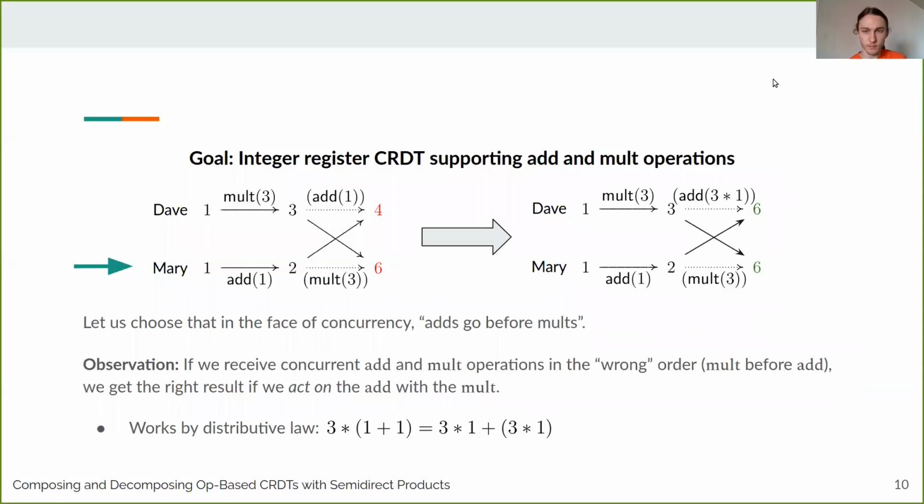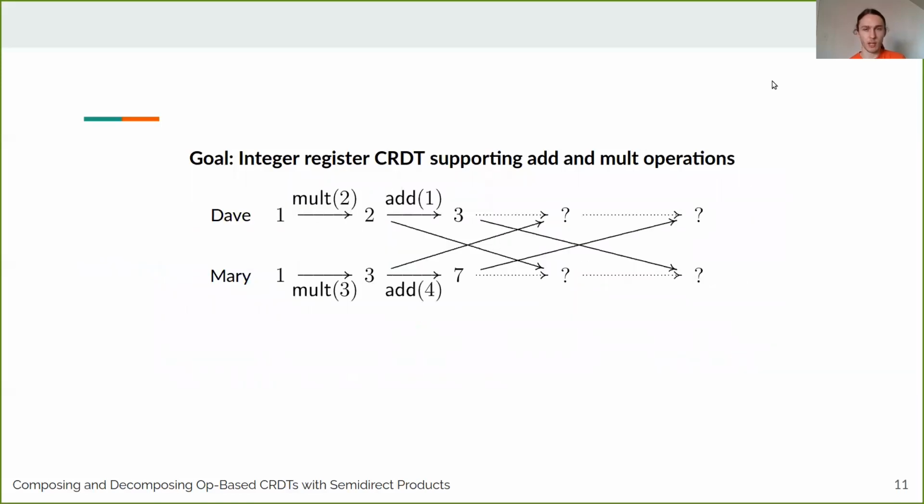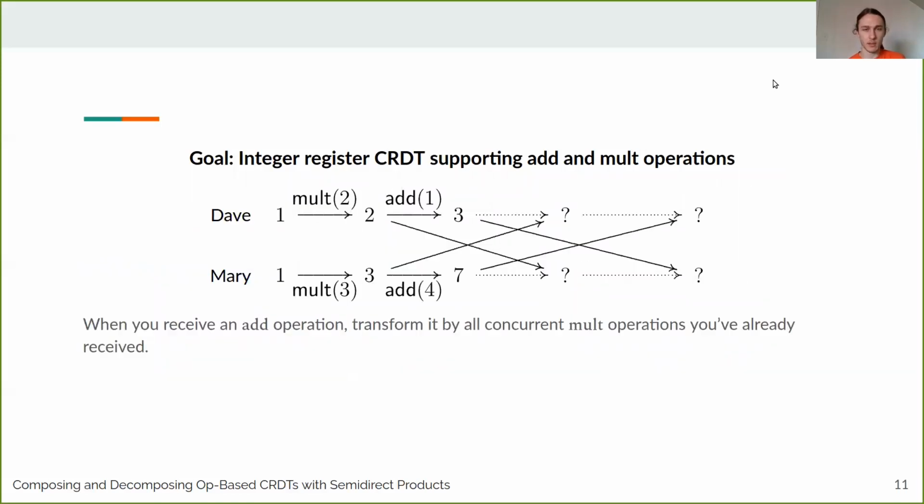Okay? So more generally, if we have a more complicated situation like this one, we make the rule that when you receive an add operation, before applying it, you first act on it by all concurrent multiplication operations that you've already received. Okay? So in this example, Dave has multiplied his state by 2 and then added 1, while concurrently, so without coordination, Mary multiplied by 3 and then added 4. Okay?